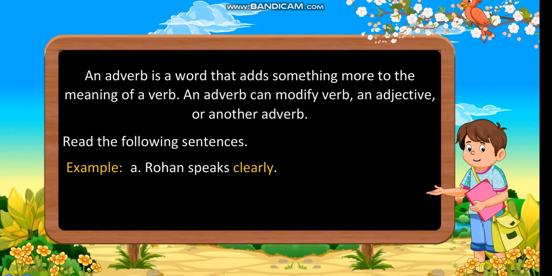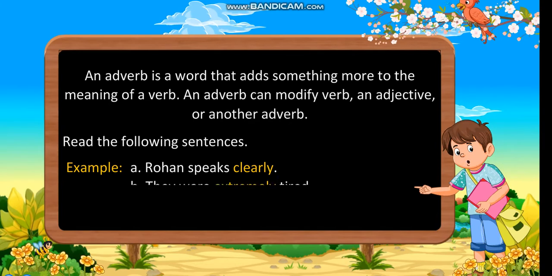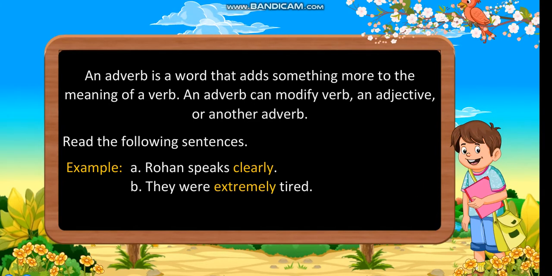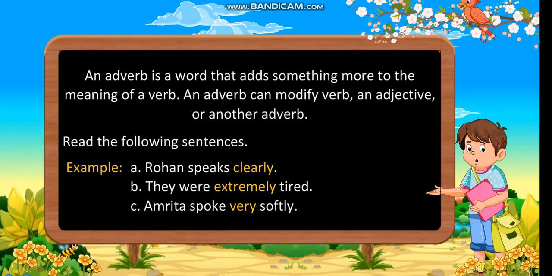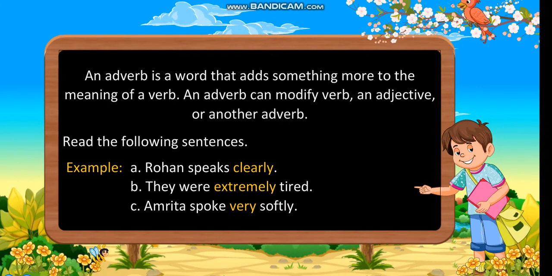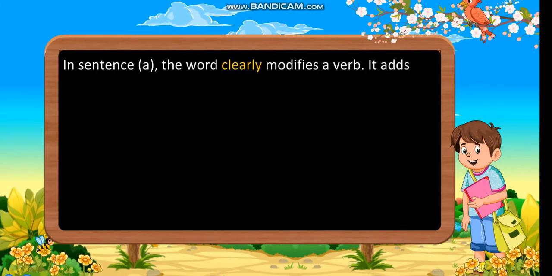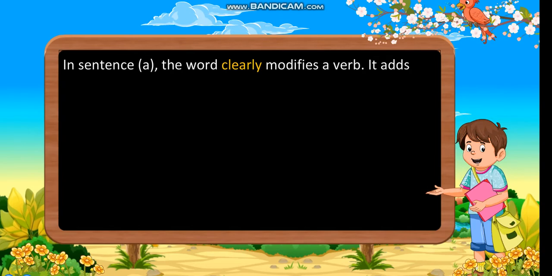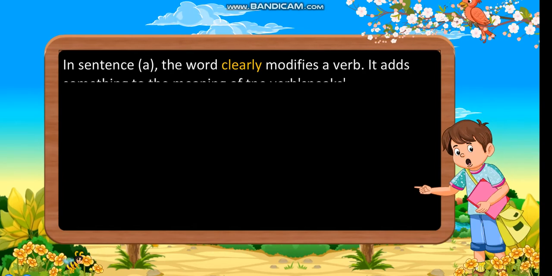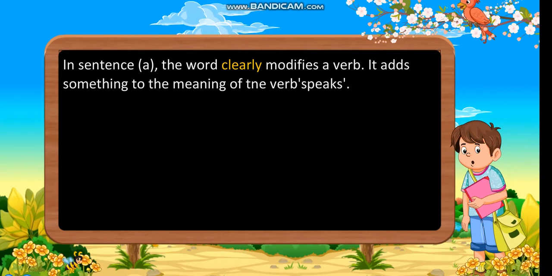A. Rohan speaks clearly. B. They were extremely tired. C. Amrita spoke very softly. In sentence A, the word clearly modifies a verb. It adds something to the meaning of the verb speaks.